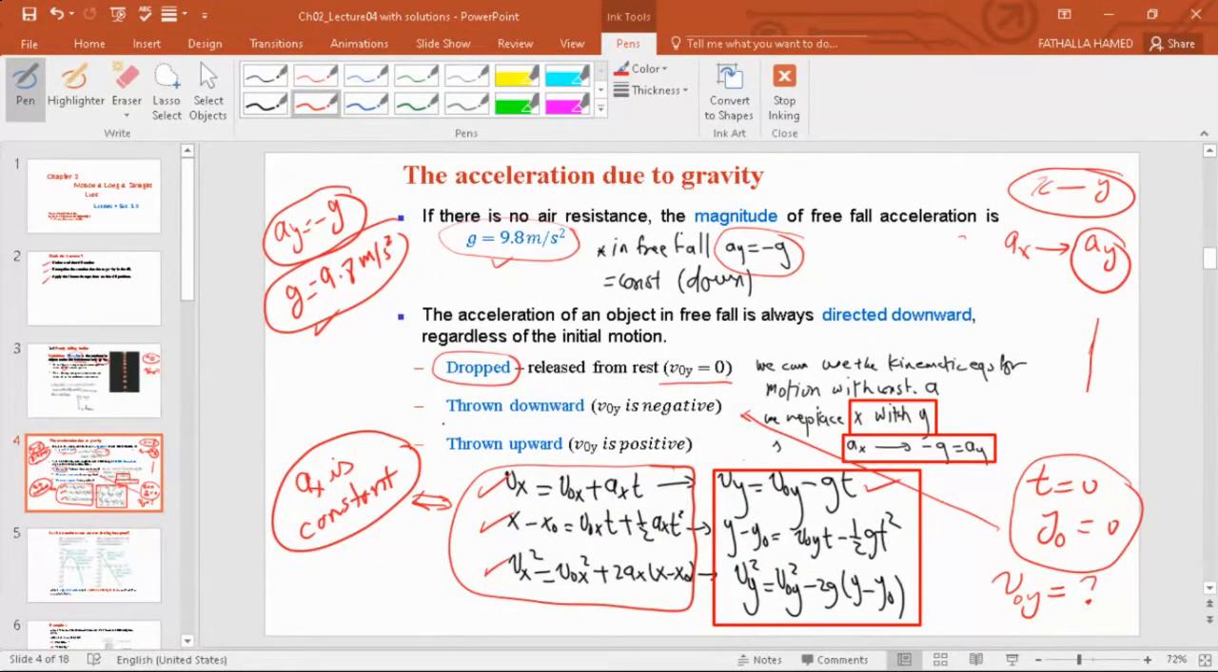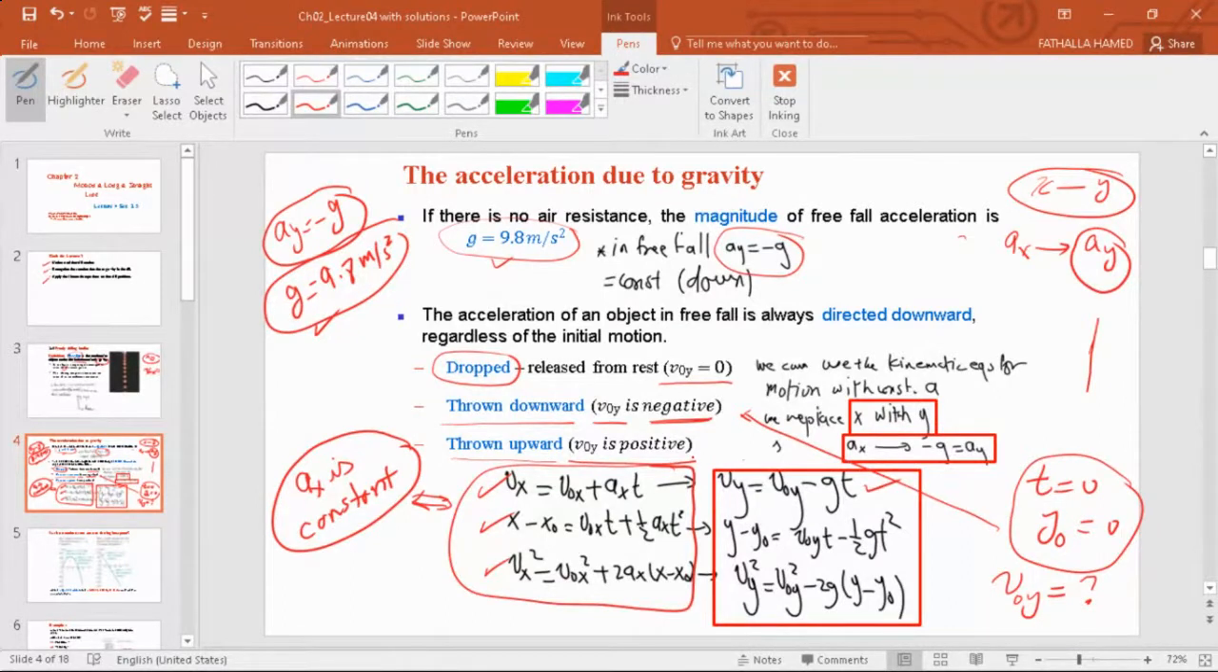If you throw something downward, you're giving it some velocity, so your v0y will be negative because you're moving down, and we told you down is negative for us along the y-axis. And if you throw something up, you may want things to go up. The only way that they can go up is if you basically throw them up. You cannot drop them up. You can drop things to go down, but you cannot drop things to go up. You really have to throw them up. And in that case, your v0y is positive.